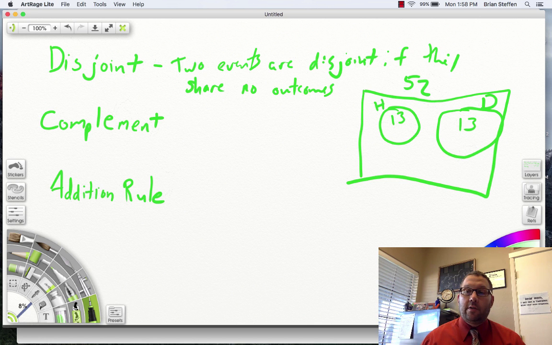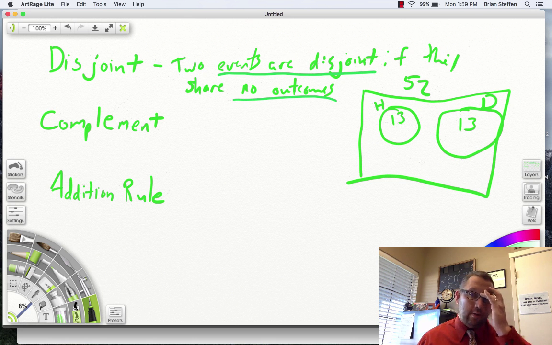These two events are disjoint. They're disjoint because you can see they do not, in any way whatsoever, overlap. They have nothing in common with each other. So if two events are disjoint, that means they share no outcomes. So if you have something that's a heart, there's no way that it can be a diamond. Now in a deck of cards, people say, well, what would be overlapping?